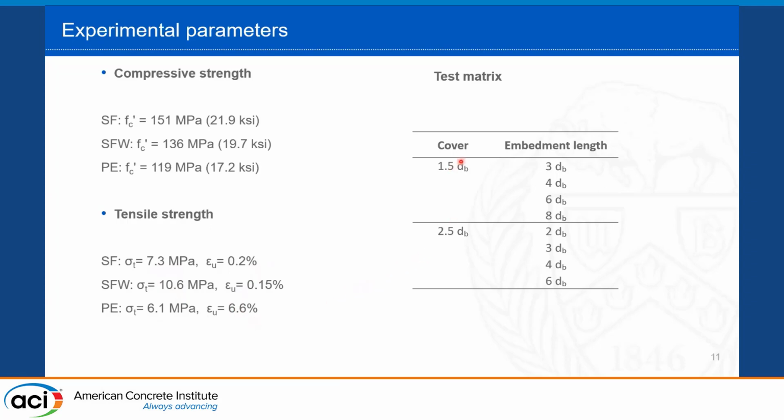The other studied parameters here are the cover thickness and the embedment length. I used two cover thicknesses of 1.5D and 2.5D. In the first case, I used embedment lengths ranging from 3 to 8D, and in the second case, ranging from 2 to 6D.